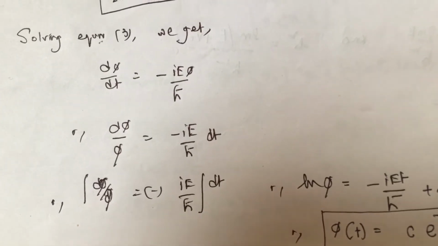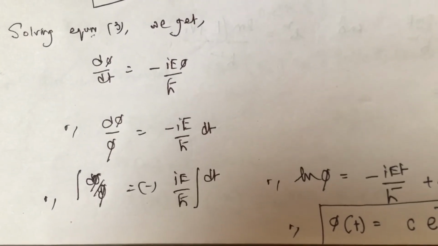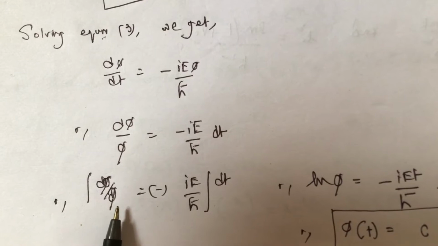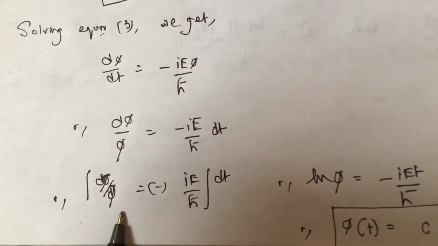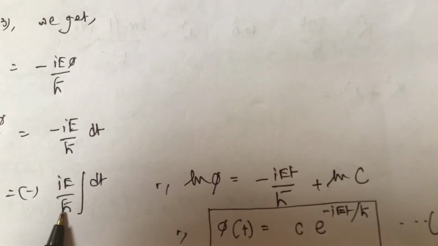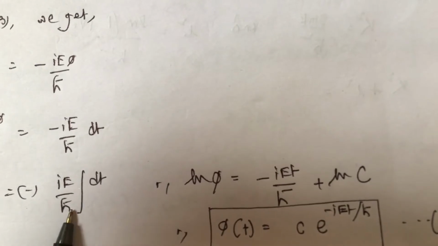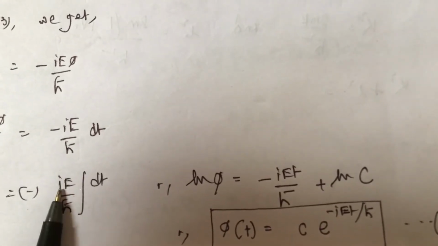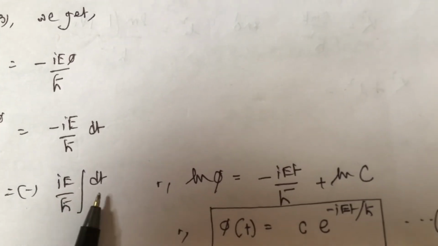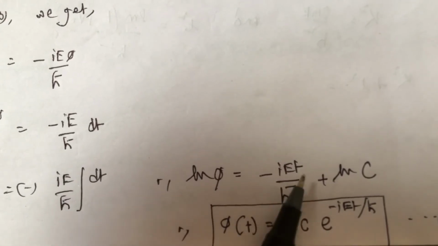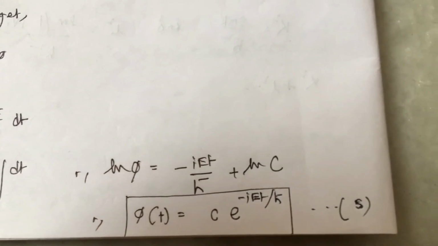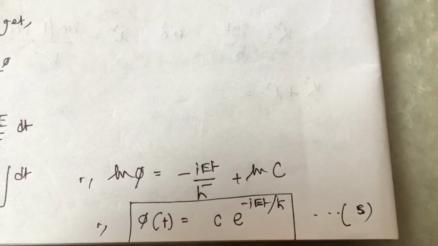I am just following a regular or very familiar procedure of indefinite integral. So after integrating, on the left hand side I will get log phi, and on the right hand side, as i, E and h cross are not dependent on time, they are treated as constants. I am taking i E by h cross out of the integration sign. So I am getting the integral of dt is equal to t only, and log c is my constant of integration, as we need this constant of integration for indefinite integrals.